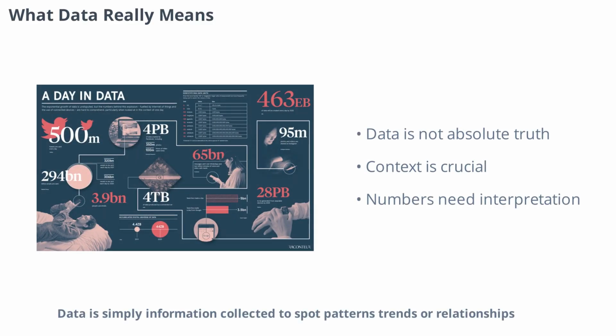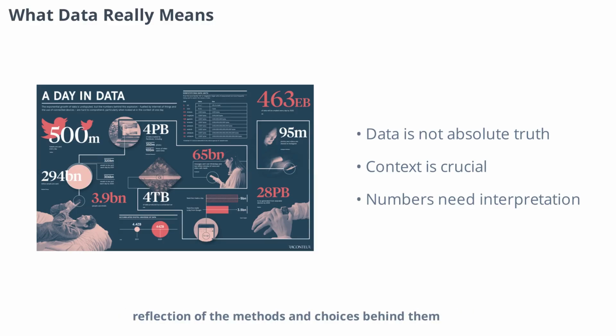Data is simply information collected to spot patterns, trends, or relationships. But here's the catch: data doesn't explain itself. It needs interpretation, and that depends on how it was collected, what questions were asked, and what might have been left out. For example, a chart or statistic might look convincing, but without context, it can be misleading. Numbers alone aren't the truth. They're just a reflection of the methods and choices behind them. This is why missing context or poor interpretation can lead to wrong conclusions and flawed decisions. Understanding what data is and what it isn't is the first step to making better choices.